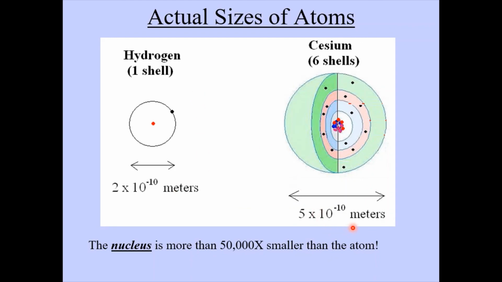Now, interestingly, as tiny as these atoms are, the nucleus is more than 50,000 times smaller than the atom itself. In this picture I show the nucleus right here, but if I were to draw it to scale, the nucleus would be microscopic. It would be a tiny speck that you wouldn't even be able to see with your eyes. We will study the nucleus in the next chapter in detail.